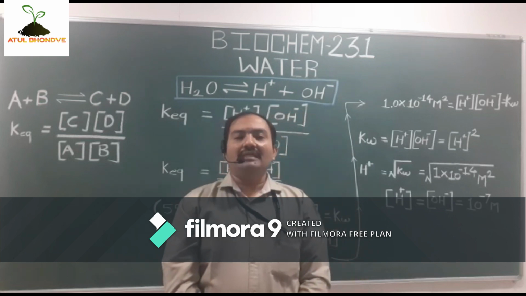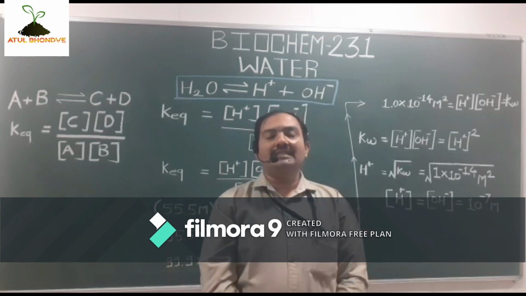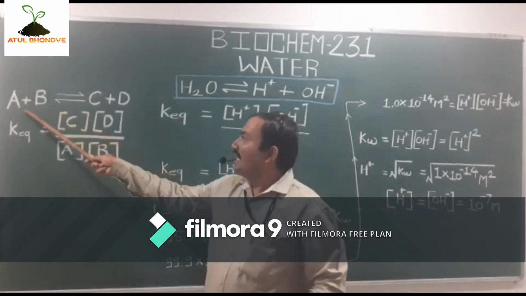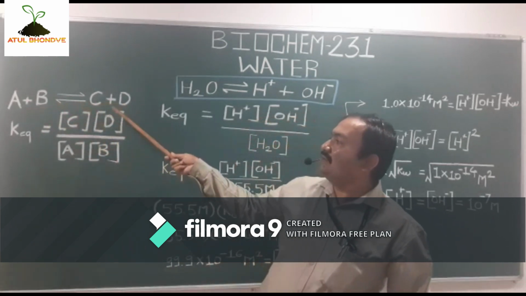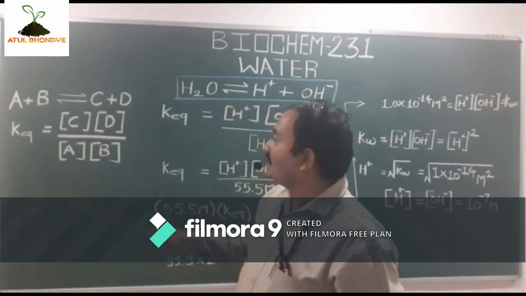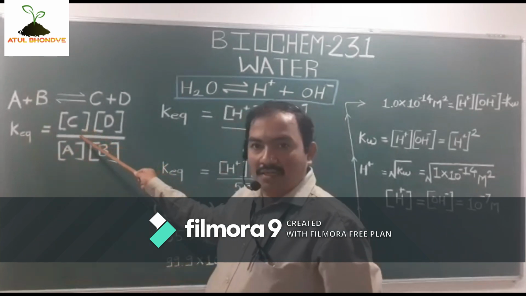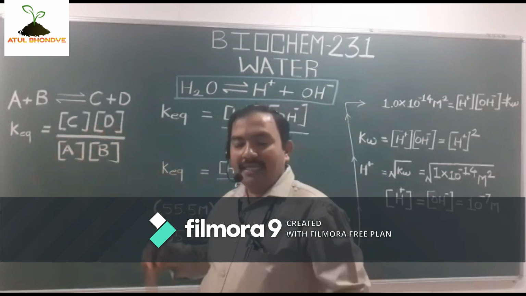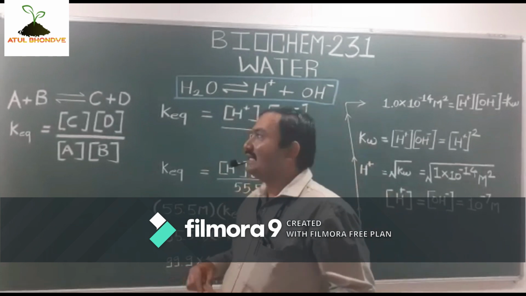So the equilibrium constant is represented by the reaction. Here A plus B gives rise to the products C plus D, and the equilibrium constant of this reaction is represented here: K equilibrium is equal to C into D divided by A into B. At the same time, now the equilibrium constant regarding water.